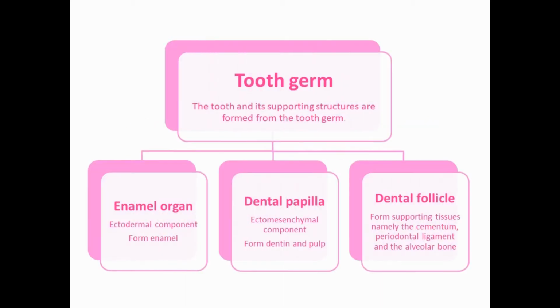So today we are going to discuss tooth development. Tooth germ. The tooth and its supporting structures are formed from the tooth germ. This tooth germ is divided in three parts: enamel organ, dental papilla, dental follicle. Enamel organ is the ectodermal component and it forms enamel, whereas dental papilla is the ectomesenchymal component. It forms dentine and pulp. Dental follicle forms supporting tissues, namely cementum, periodontal ligament, and the alveolar bone.